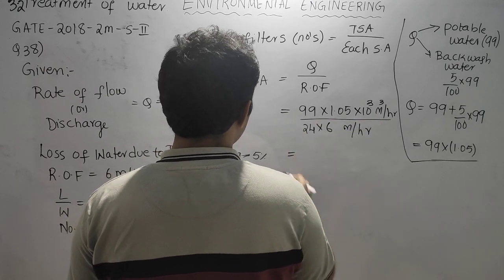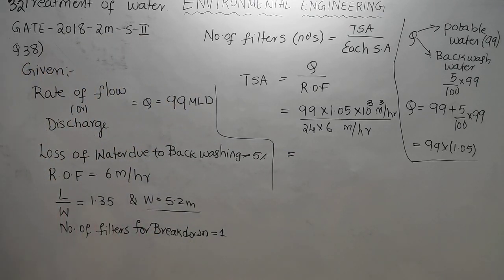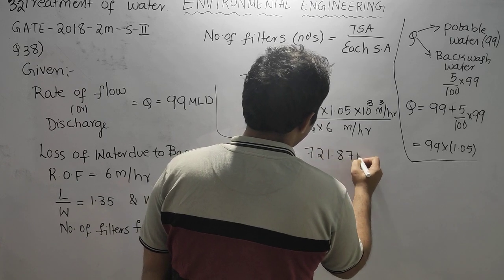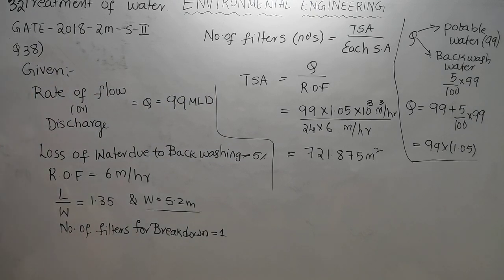If you solve this, you will get the total surface area. So what is the total surface area needed? It is 721.875 meter square. This is the total surface area needed.